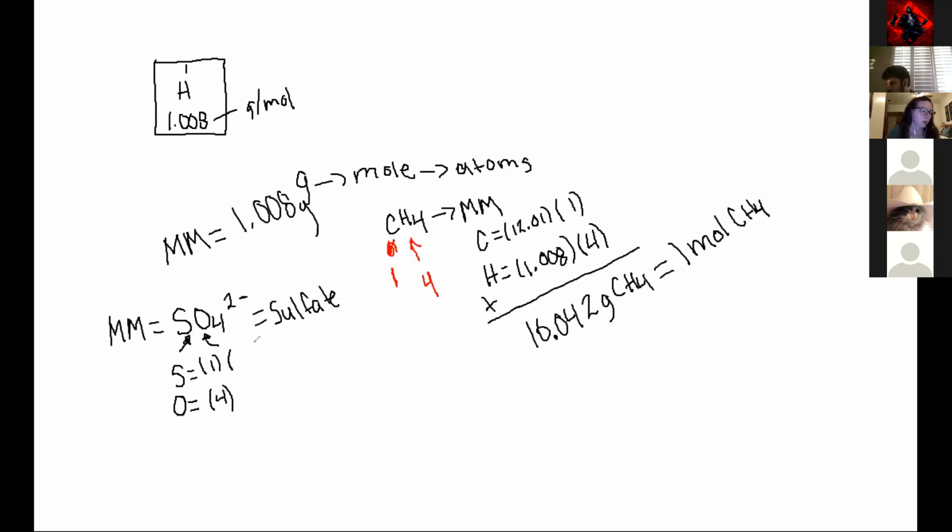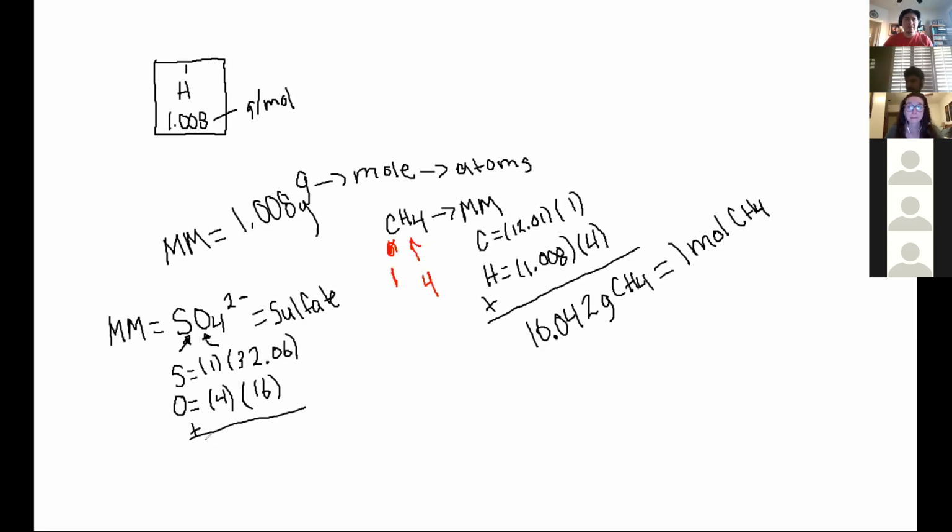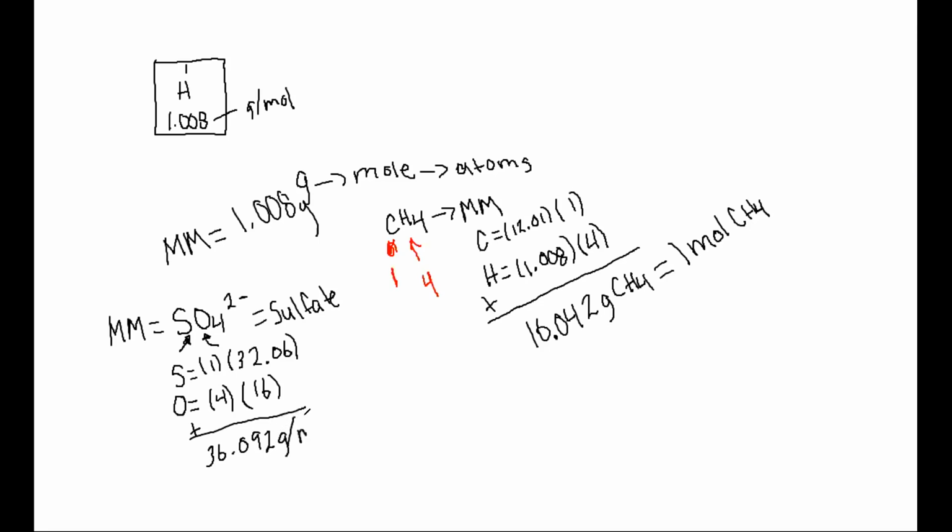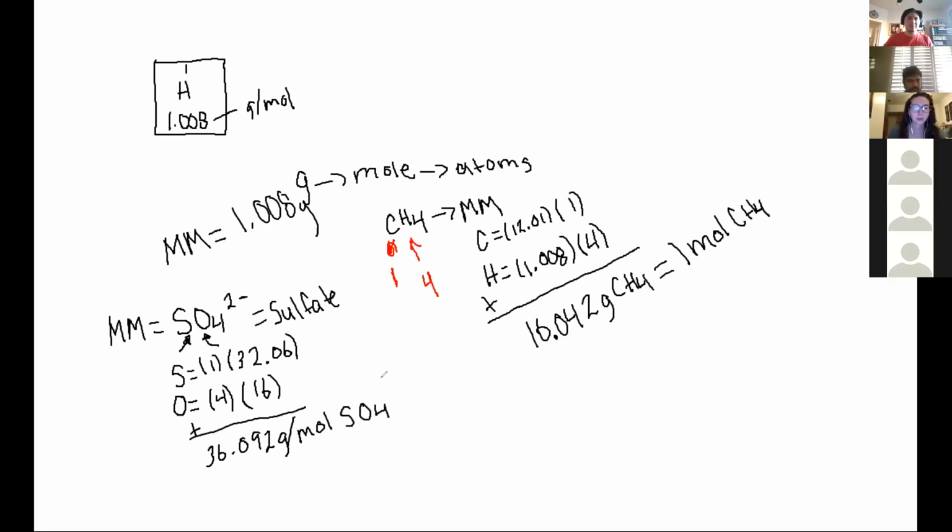Everybody look at your periodic table and somebody tell me what the atomic weight of sulfur is. 32.06. Perfect, okay. And then oxygen, so you tell me what the atomic weight of oxygen is. Say again, I heard a voice, so quiet. 16. Okay, 16, perfect. And then we just add these up together, and somebody tell me what you ended up getting. I got 36.092 grams per mole of sulfate. And remember, what this means is that 36.092 grams equals 1 mole of sulfate.